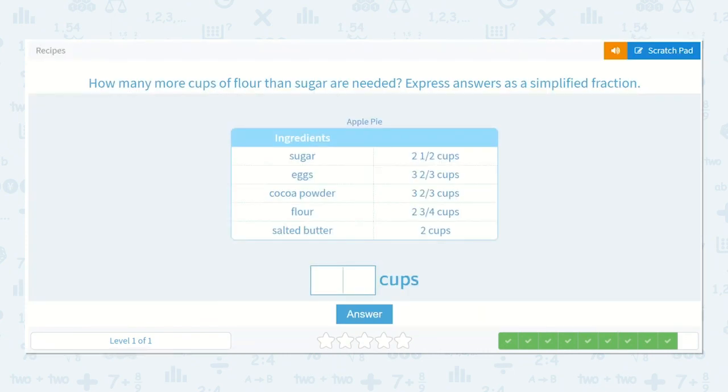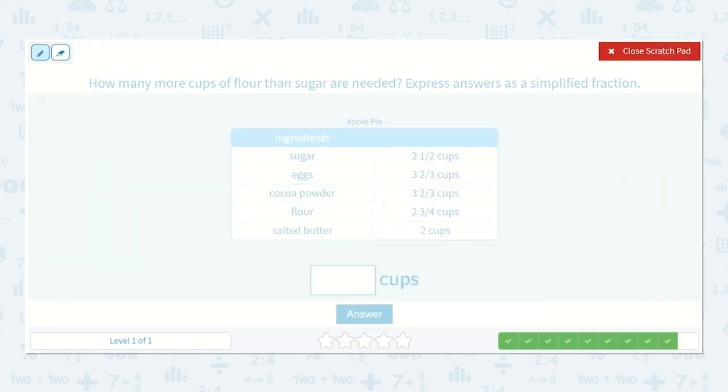How many more cups of flour than sugar are needed? Express answers as a simplified fraction. So flour is 2 3/4 cup, and sugar is 2 1/2 cups. So we need to subtract 2 1/2 from 2 3/4. But right now, 1/2 and 3/4 are not sharing a common denominator. So let's make this 1/4 before we rewrite the problem. We need to multiply the top and bottom by 2. So this would become 2 2/4.